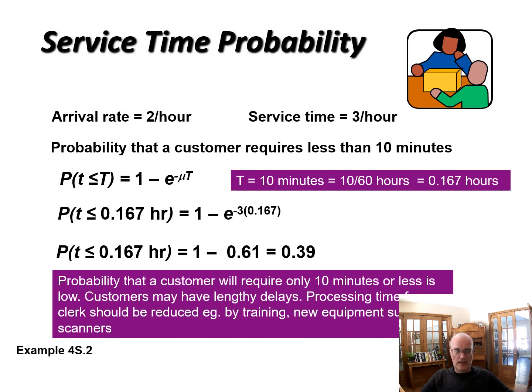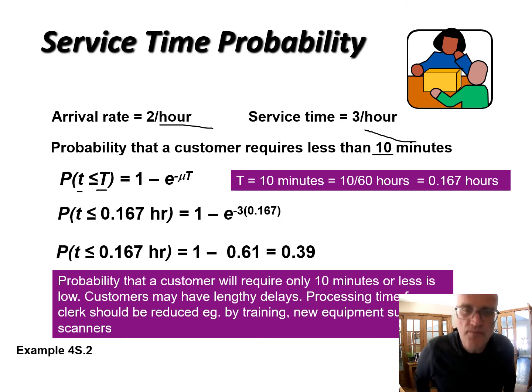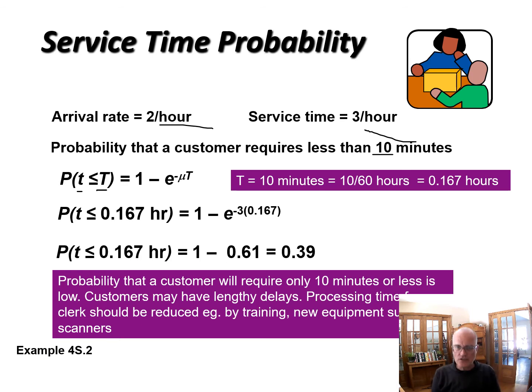We have an arrival rate of 2 per hour. We have a service rate of 3 per hour. So the probability that a customer requires less than 10 minutes, the probability that t, actual service time, is less than or equal to T, which is 10 minutes, is equal to 1 minus e to the negative mu t. Now, this is 10 minutes, and these rates are both in hours, so we need to be sure that we have the same units.